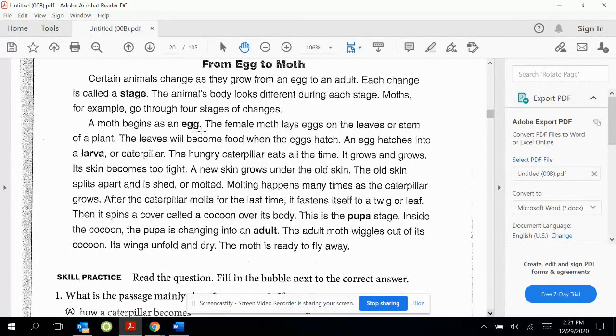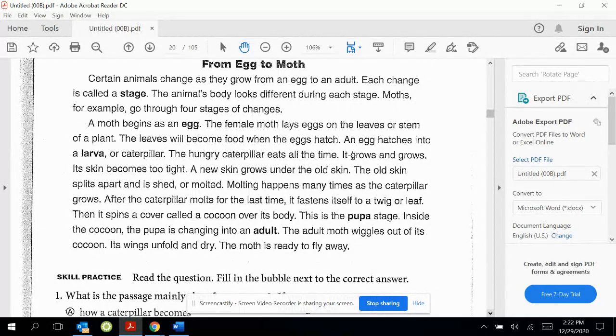A moth begins as an egg. The female moth lays eggs on the leaves or stem of the plant. The leaves will become food when the eggs hatch. An egg hatches into a larva or caterpillar. So we'll stop there and we'll talk about what we understood. We understood that it starts with an egg and then it hatches and it becomes a larva or a caterpillar.